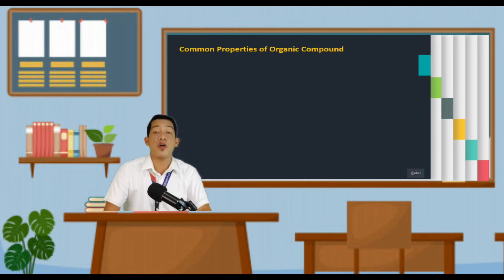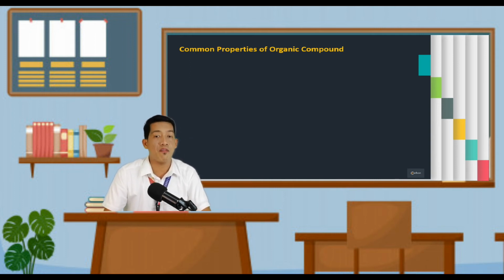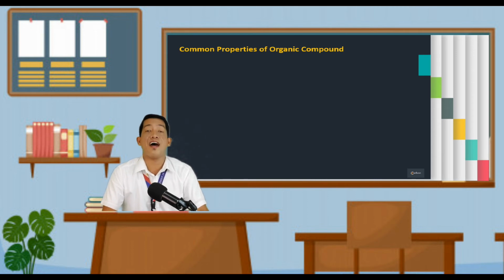Common properties of organic compounds. The presence of a covalent bond between carbon and other non-metallic elements provides particular observable properties to the organic compounds. This includes, first, odor, viscosity, flammability, and volatility. Do you have an idea of all these properties?